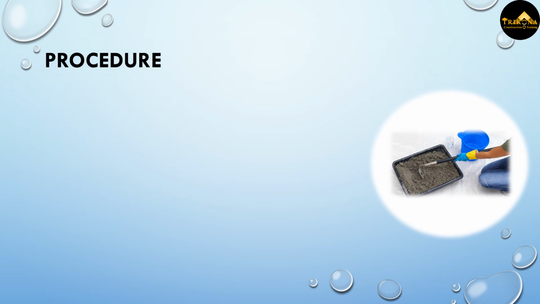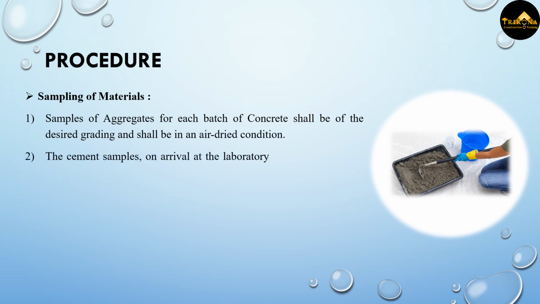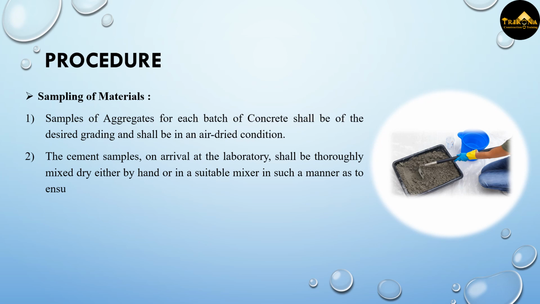Procedure for flexural strength of concrete. Sampling of materials: samples of aggregates for each batch of concrete shall be of the desired grading and shall be in an air-dried condition. The cement samples, on arrival at the laboratory, shall be thoroughly mixed dry either by hand or in a suitable mixer in such a manner as to ensure the greatest possible blending and uniformity in the material.